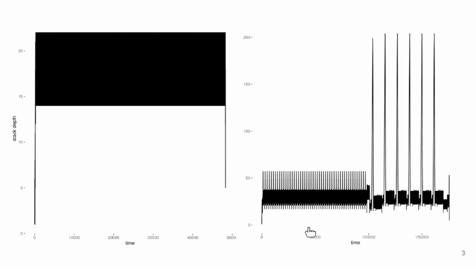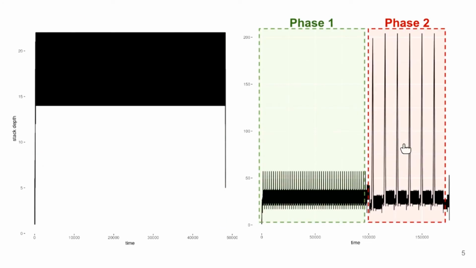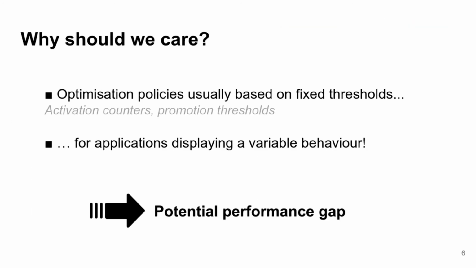And what I've been calling patterns are actually what can be called a phase. So it's a portion of execution time during which the application is displaying a homogeneous behavior regarding whatever metric you choose. So in the first application, you have one phase. And in the second application, you'll have two phases, this one and this one. But why do I care?